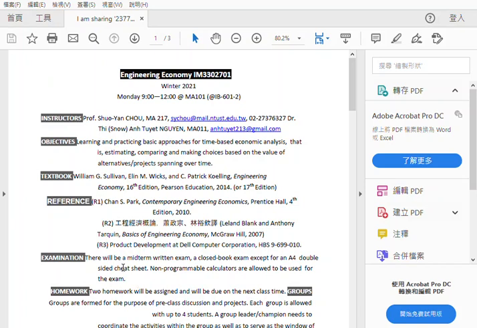So for the industrial management class, it will be Monday from 9 to 12 o'clock, which is 10 minutes earlier so that we have more buffer around noontime. Just 10 minutes earlier. And it will be here. But for civil and construction engineering students, it will be IB 601-2.